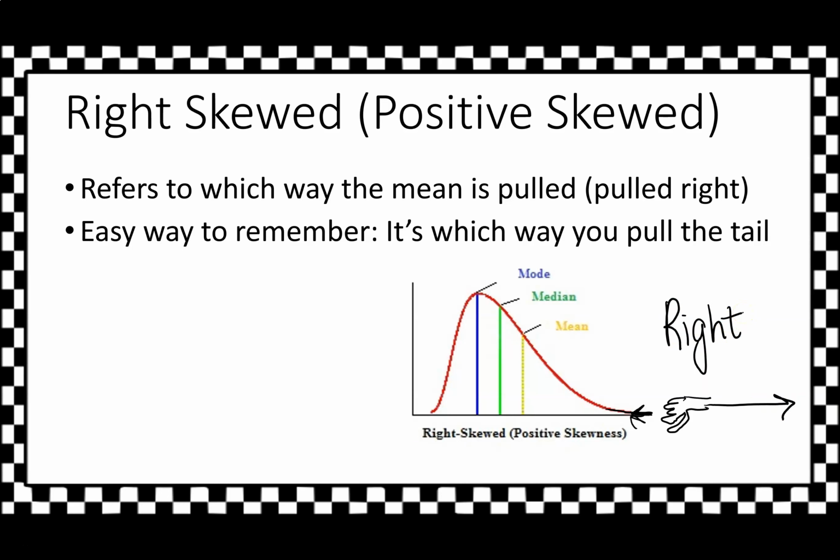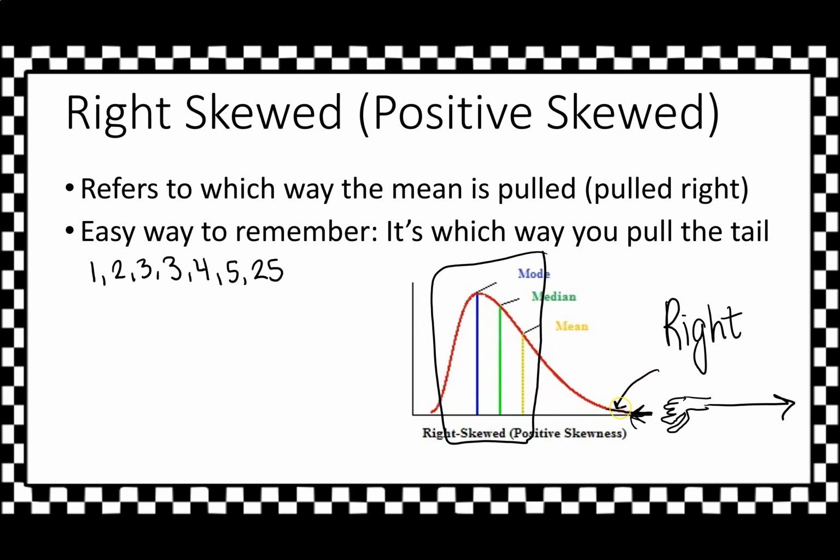Now let me give you another example to persuade you. Let's say I have the data values 1, 2, 3, 3, 4, 5, and let's throw in a big one to make it right skewed. That would be 25. Right? The majority of our data is 1, 2, 3, 4, and 5 is here. But then we have this outlier, this 25, which is all the way out here.